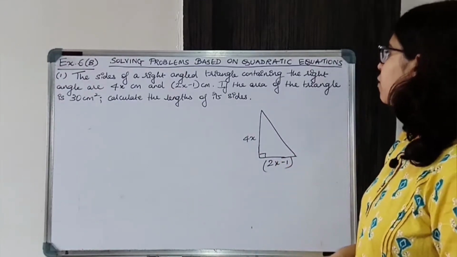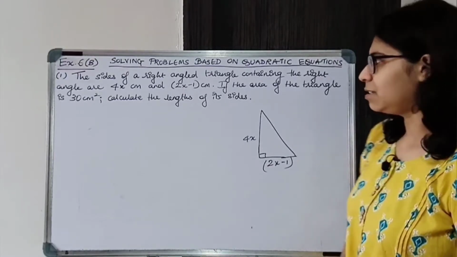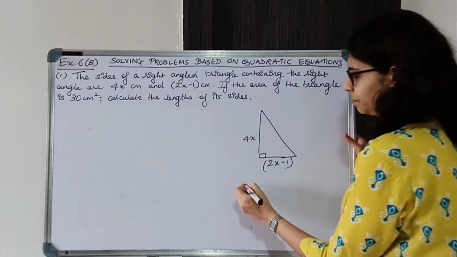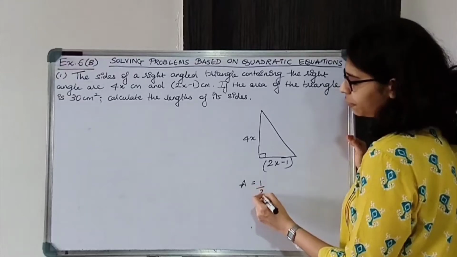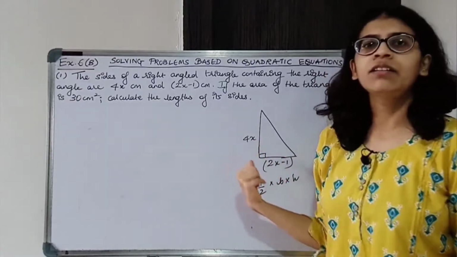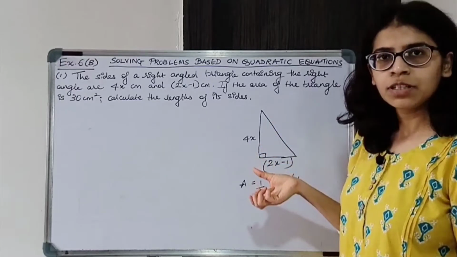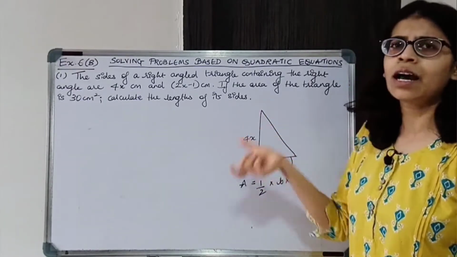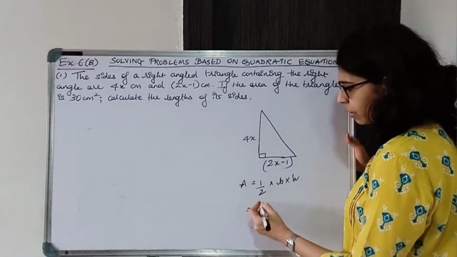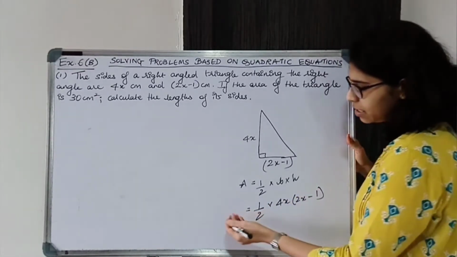If the area of the triangle is 30 centimeters square, calculate the lengths of its sides. The area of the triangle is given to us. What is the area of the triangle? It is half into base into height. Over here, the sides forming the right angle are base and height, right? This is the base, this is the height. So it does not matter even if you take base as 4x and height as 2x minus 1, ultimately you are multiplying. So it will be half into 4x into 2x minus 1 and this is given, it is 30.